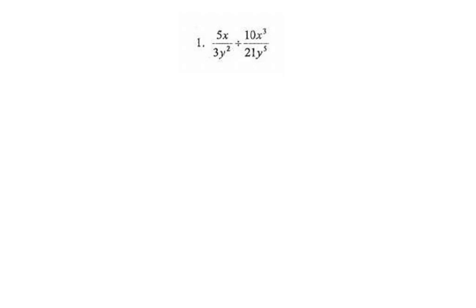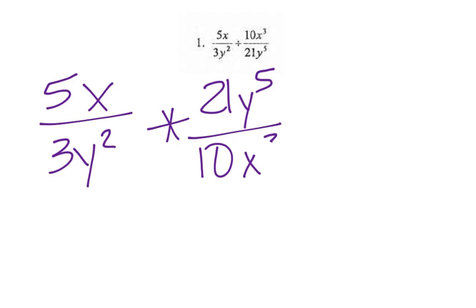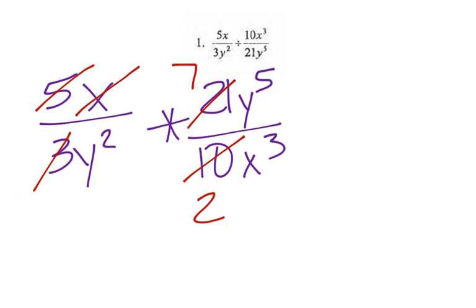Let's look at number 1. Leave, change, flip. So 5x over 3y squared stays. Becomes times, and then we flip, and we have 21y to the 5th over 10x to the 3rd. Now you're ready to cancel. 5 and the 10, the 3 and the 21. You have an x on top, so this x to the 3rd becomes x squared. You have a y squared on the bottom, so this y to the 5th becomes y to the 3rd.